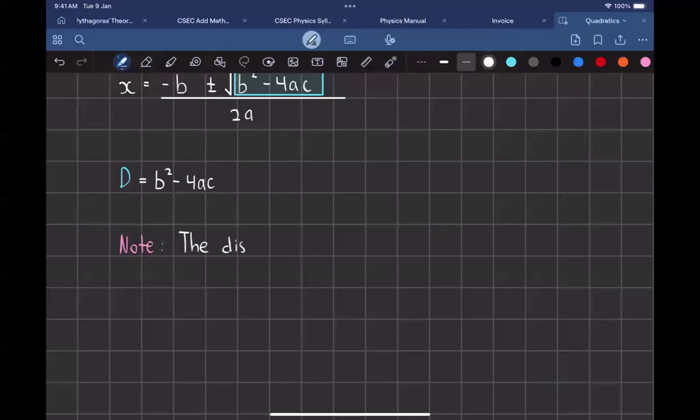See if you can finish it. What does the discriminant tell us? Whether the solution is real or, what's the word? The opposite of real. Fake. Okay, not real.